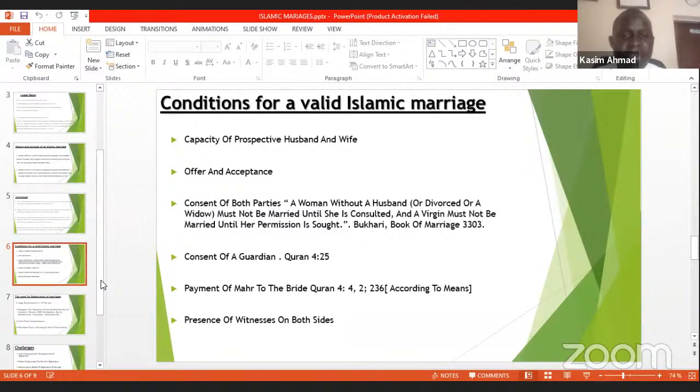But what we need to understand here is that those are the requirements that you need to look at for you to say that now I have a valid Islamic marriage.